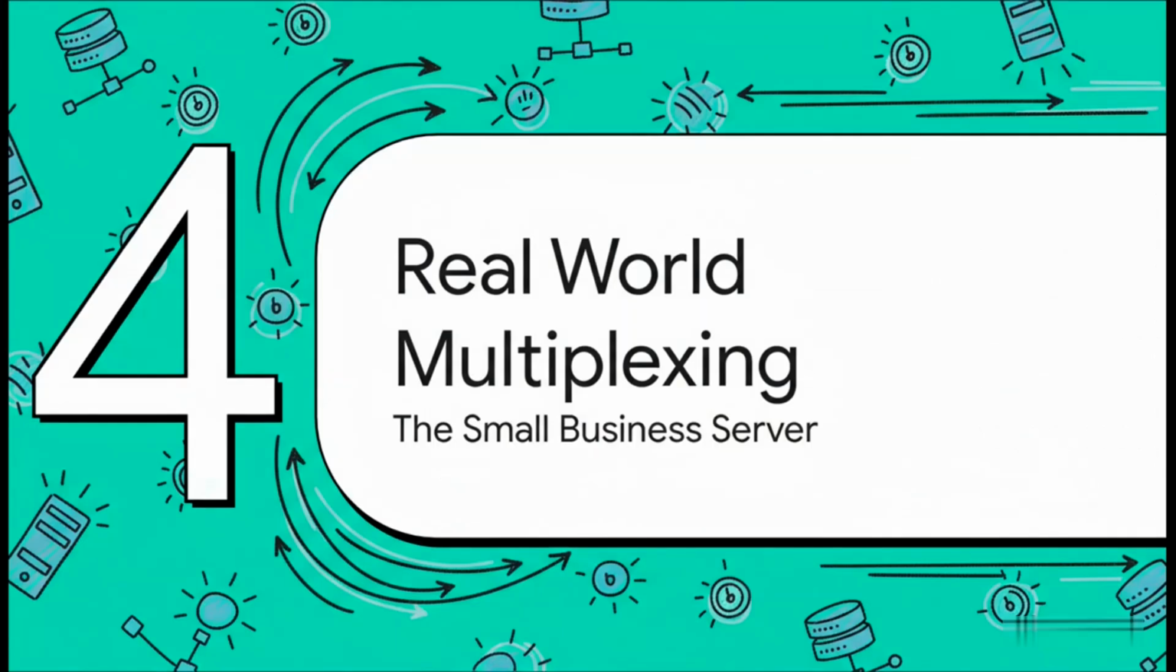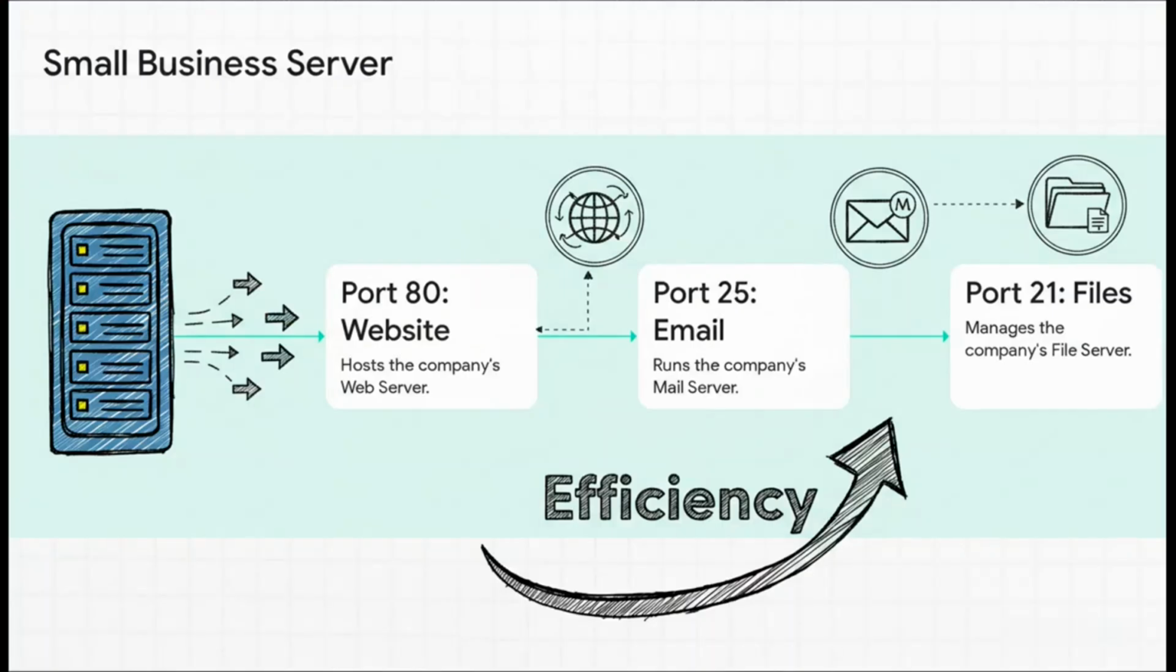So this system isn't just a neat theory, it has huge practical benefits for efficiency. Let's look at a quick real-world scenario to see just how powerful this all is. Okay, imagine a small business. They've only got one physical server. That's one computer with one IP address. But thanks to ports, that single machine can do the job of three. It can host the company website on port 80, it can run the email server on port 25, and it can manage the file server on port 21, all at the exact same time.